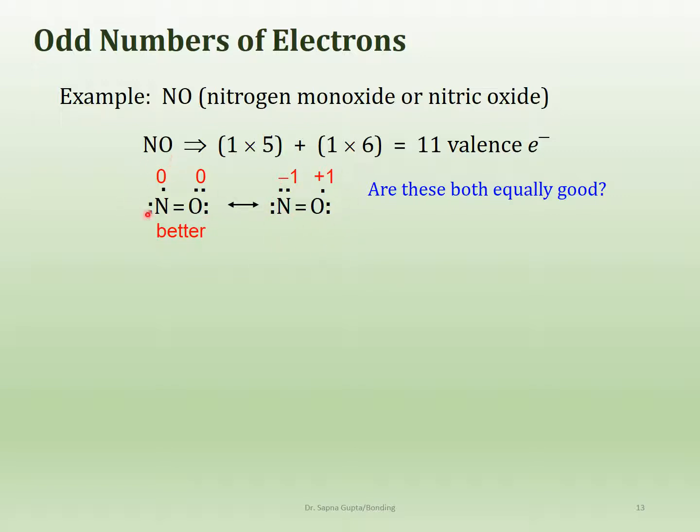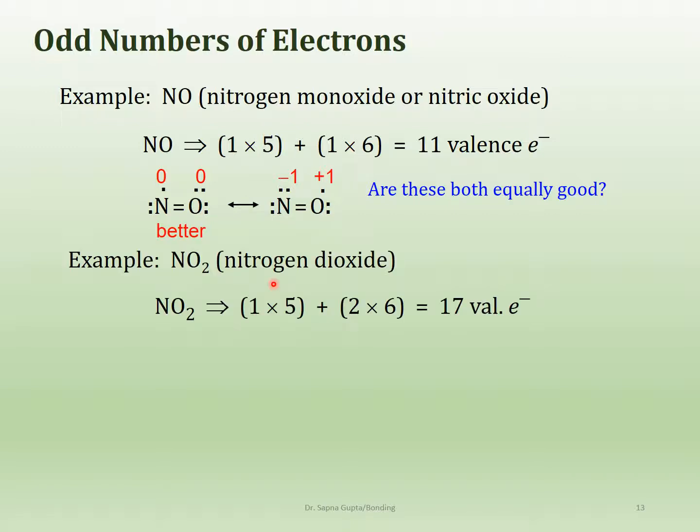So the zero formal charge structure is much better than the one with the formal charge. Which means that the single electron is much better on nitrogen than it is for oxygen. And that of course makes sense because nitrogen had the single electron to begin with.